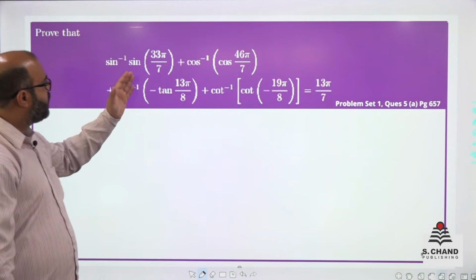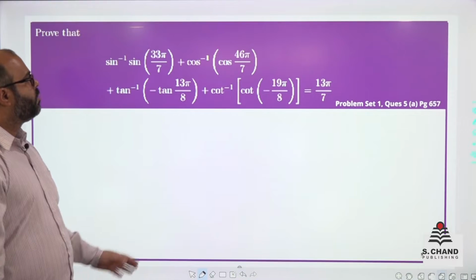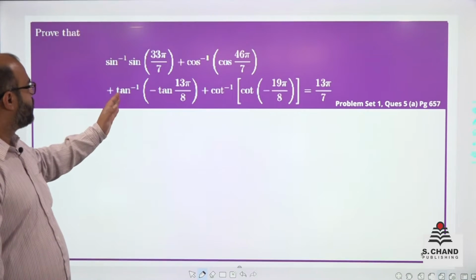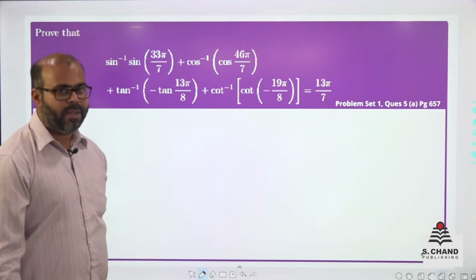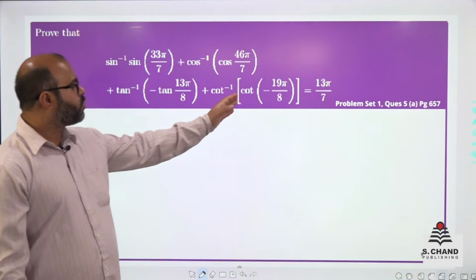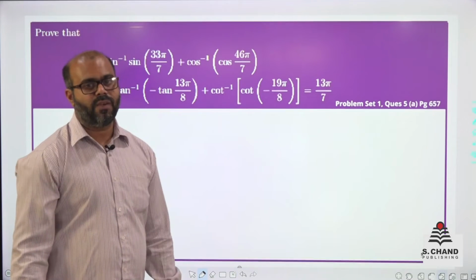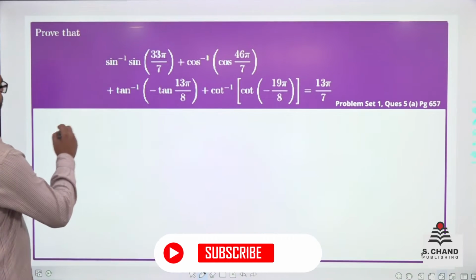Sine inverse sine 33 pi by 7 plus cos inverse cos 46 pi by 7 plus tan inverse of minus tan 13 pi by 8 plus cot inverse cot of minus 19 pi by 8 is equal to 13 pi by 7. This we have to prove. So let us see one by one.